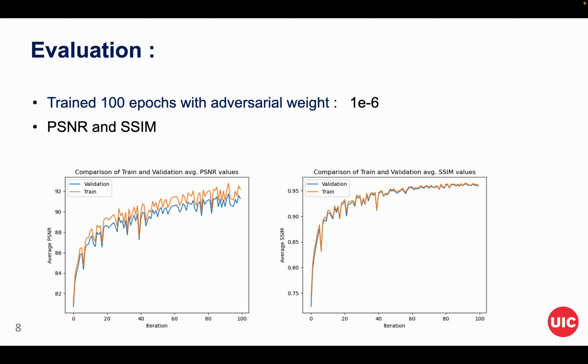We measured the performance of the SRGAN model. Peak signal-to-noise ratio and the structural similarity index have been employed. The model was trained for 100 epochs with adversarial weight 10 to the power negative 6. From these two plots, it is evident that the loss did not differ significantly for the train and validation sets.